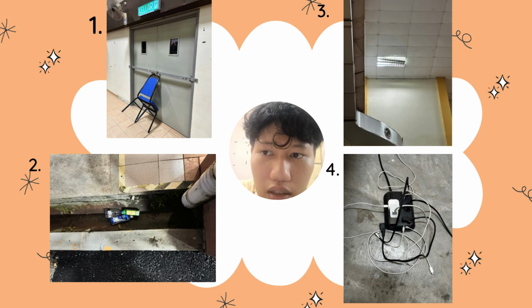The second picture is about a short circuit. The work activity is electrical maintenance, and the recommended control measures are to use insulated tools and periodic inspection.